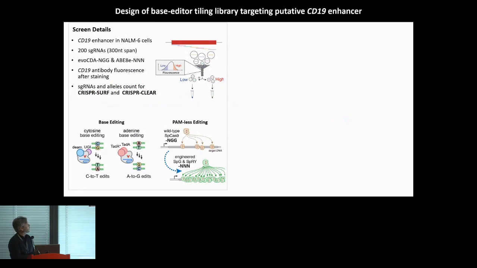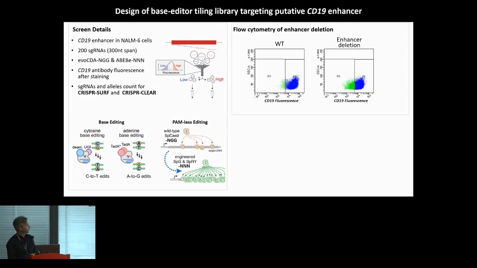The phenotype is the fluorescence of CD19, because it's a cell surface marker, so we can use an antibody. And then we designed around 200 guide RNAs, and we have two base editors. One is a C to T editor, for cytosine, and the other one is an adenine base editor that makes A to G edits. One uses the NGG PAM, which means that you can target only if you have NGG. The other one is this SpRY enzyme that is amazing. You can essentially tile almost all the region.